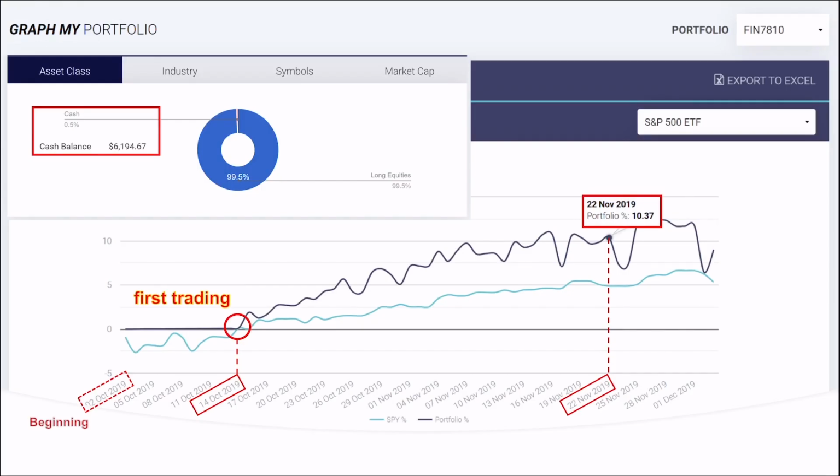Here is the result we got from the trading month. The trading period started from October 2nd to November 22nd. We got a portfolio return of 10.37% at the end of the trading date.